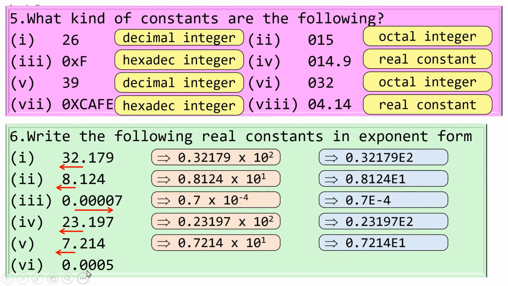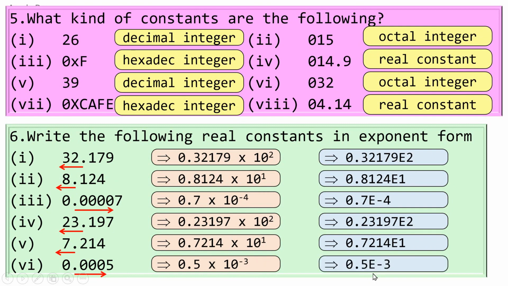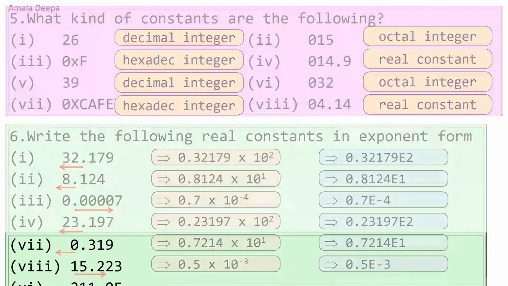In 0.0005, I will move the decimal point 3 places to the right. 0.5 into 10 to the power minus 3. That is 0.5 e minus 3. So, when you move the decimal point to the left, the exponent is positive, and when you move the decimal point to the right, the exponent is negative. There are some more values.